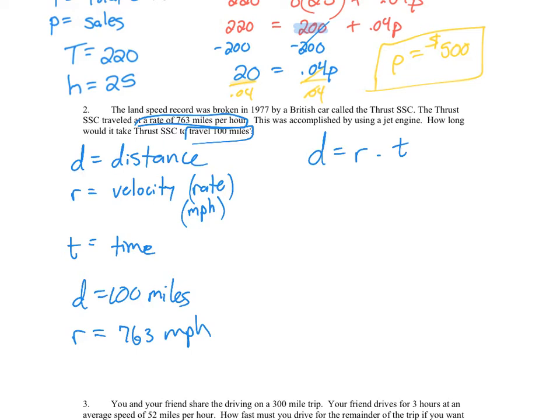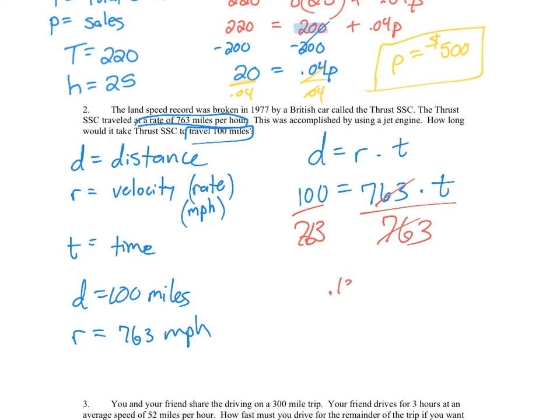We're looking for time. So when we plug this in, we would get 100 equals 763 times t. So to get t alone, we just divide by 763. 100 divided by 763 is 0.131. So that will be in hours. So 0.131 hours will be the total time there.